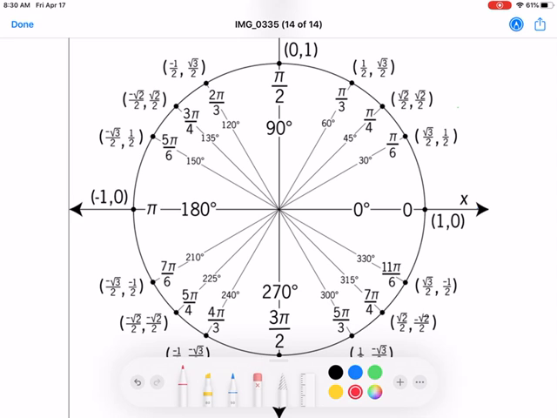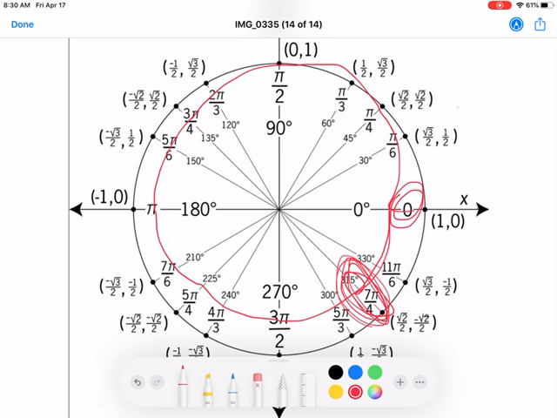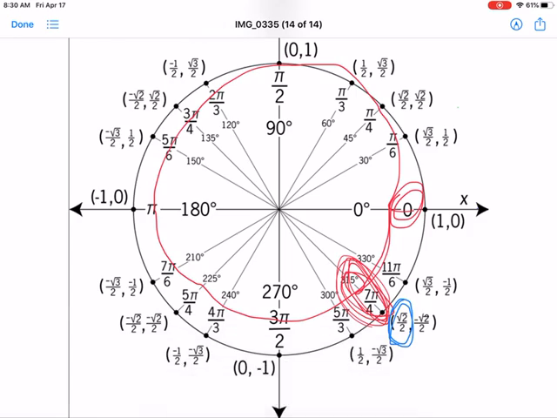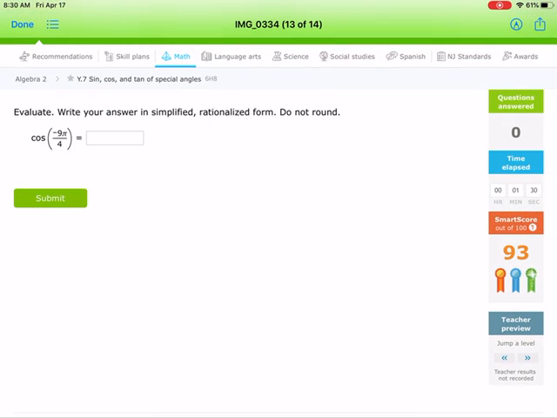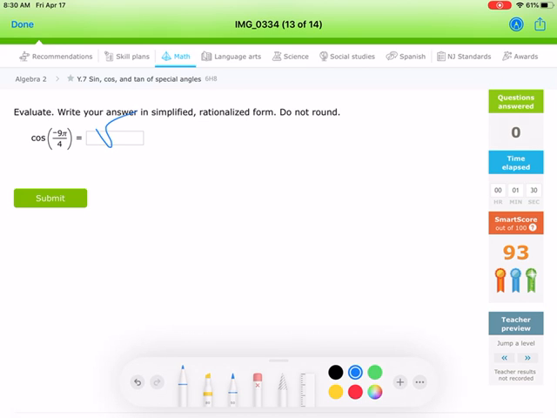Let me do that one more time. I'm going to start at 0. Here I am at 0. I'm going to go -9/4. So there's 1/4, 2/4, 3/4, 4/4, 5/4, 6/4, 7/4, 8/4, 9/4. So here I am right here. And it wants the cosine of that. We know that every coordinate is written in the format of cosine, sine. So there's your cosine: √2 over 2. Lovely. √2 over 2 would be my answer. And there you have it, guys.